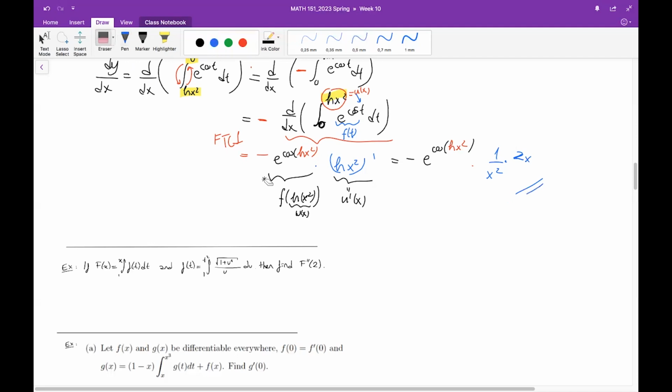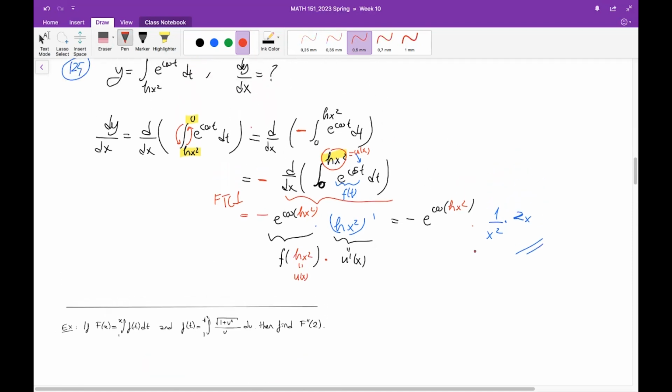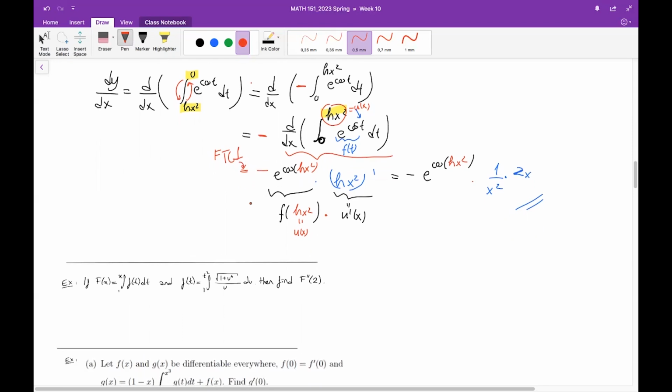Okay? So we evaluated f, the given function f here, at ln x squared, which is u of x. And then we multiplied it with the derivative of the u function. Any questions now? Always indicate what theorem you use, you have to indicate the rule that you use. We are applying FTC part 1 here. Okay, if no questions, I want to move on with the next one.